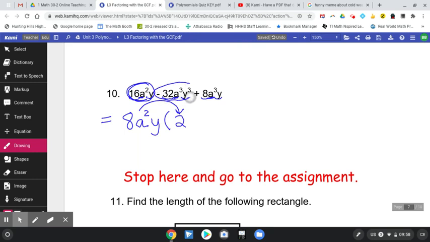And then let's work on this guy. What would I have to multiply by to get a negative 32a cubed y cubed? I would need a negative 4a y squared. And then our last one, working on this guy right here, I would need to multiply by a positive. Now you don't have to put this 1, but you can if you want. A positive 1a.